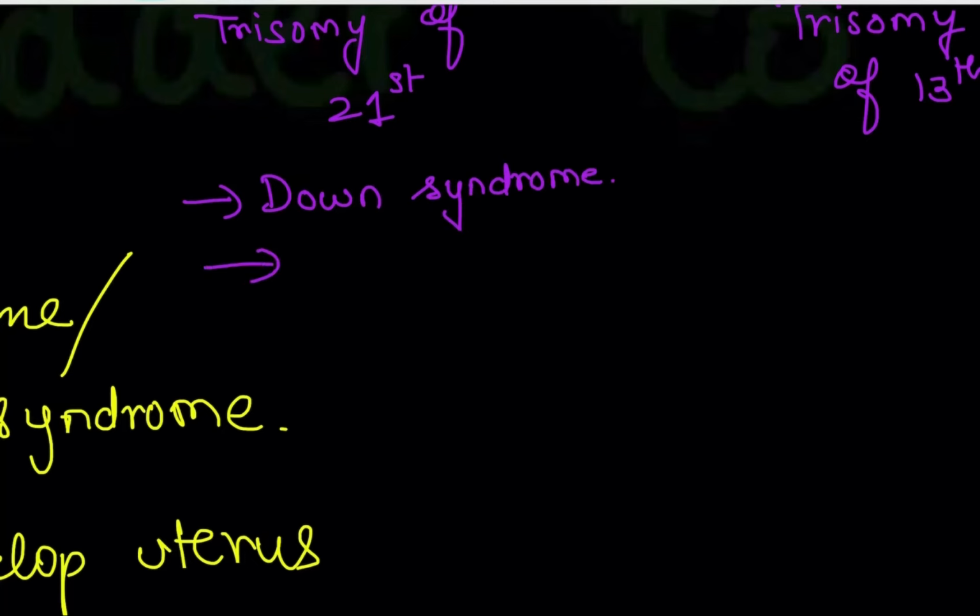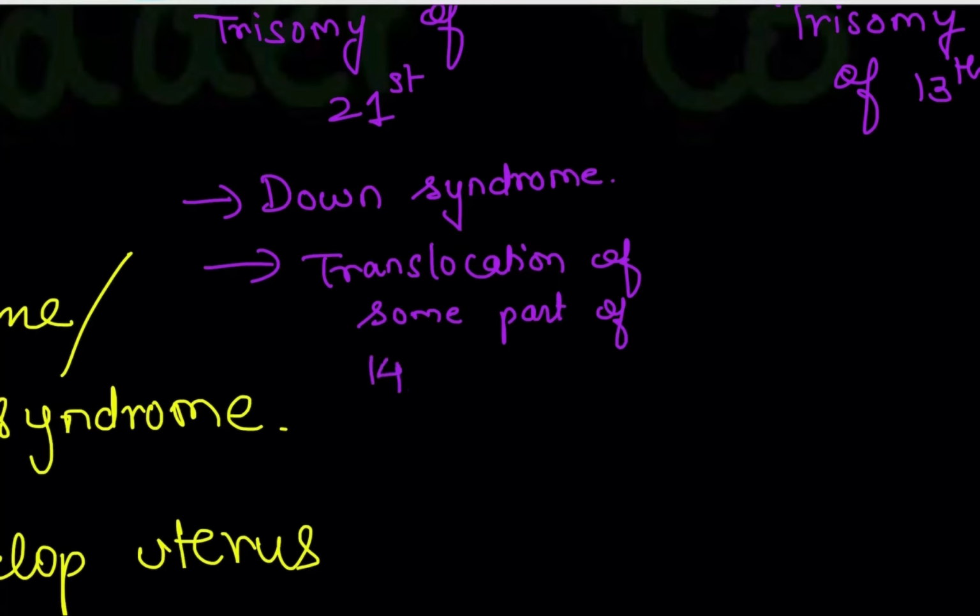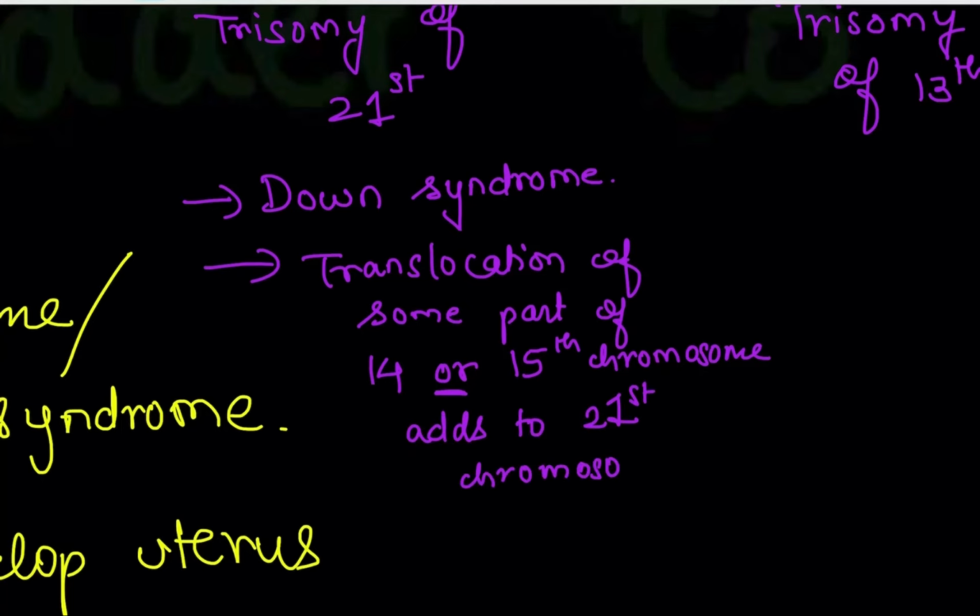In this Down syndrome what happens? Translocation of some part of 14 or 15, remember this word or, some part of 14 or 15th chromosome adds to 21st chromosome. Now what does this mean?